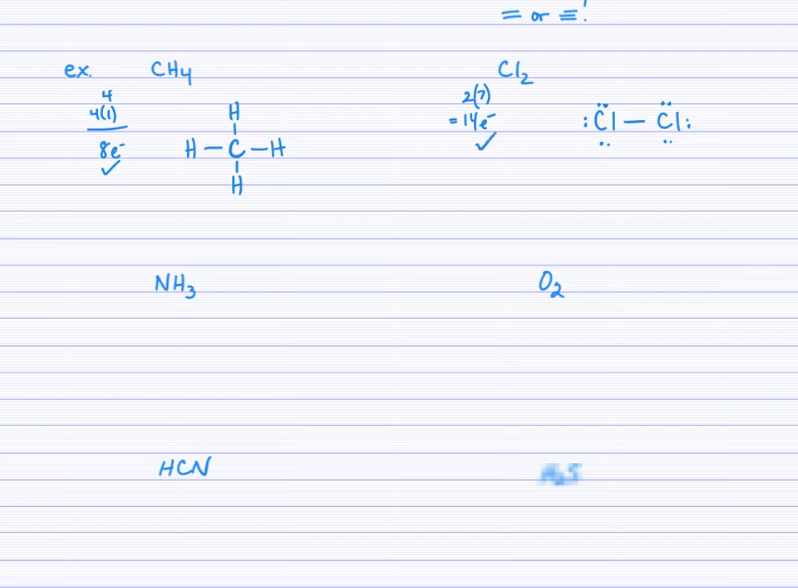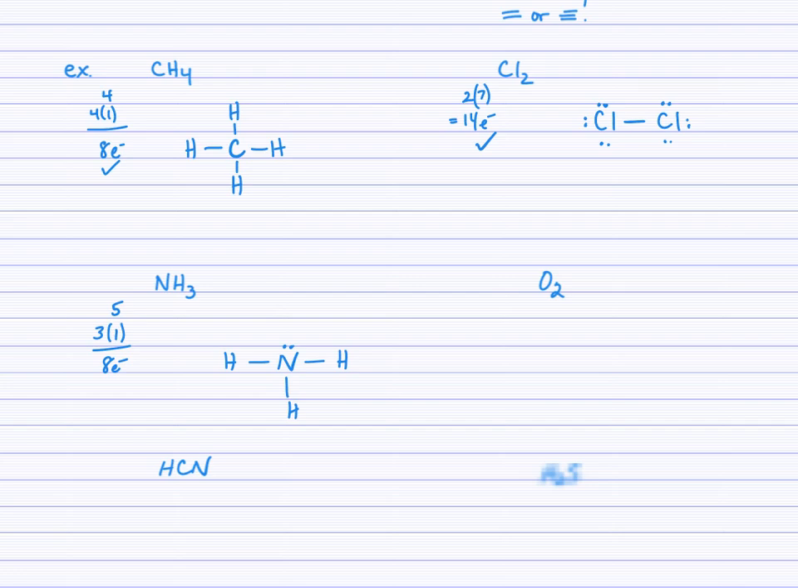NH3. 5 valence electrons for the nitrogen from group 15. There are 3 hydrogens at 1 each for a total of 8 electrons. Nitrogen in the middle, hydrogen around, and now I place the electrons. 2, 4, 6. Okay, I go to now the outside atoms. Each hydrogen is stable, so now I'll look inside and place the remaining 2 electrons as a lone pair on the nitrogen. The nitrogen is stable with 8 electrons, and so we move on.